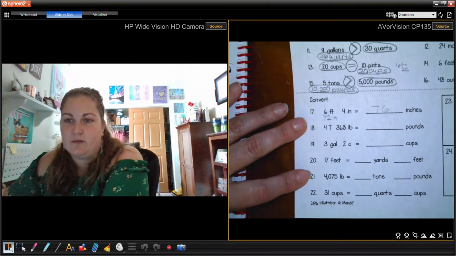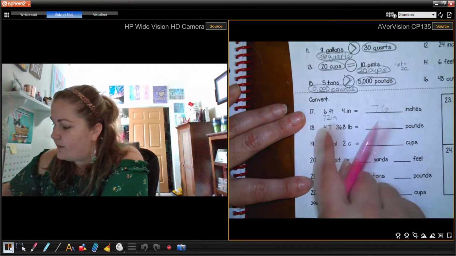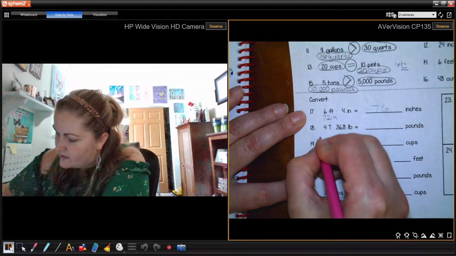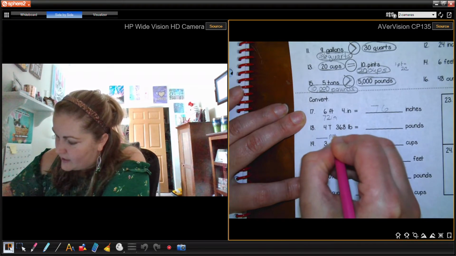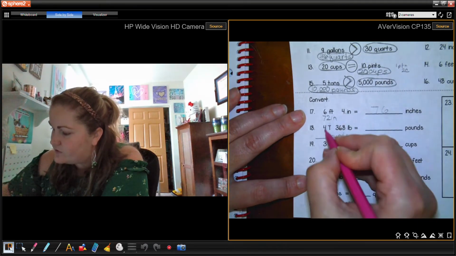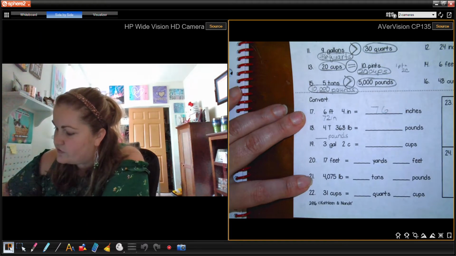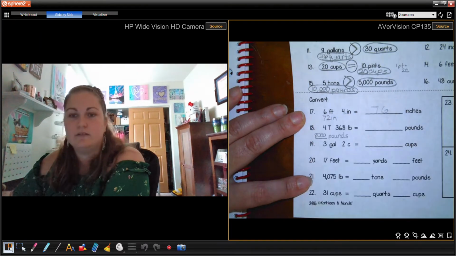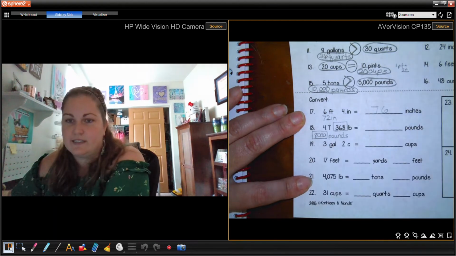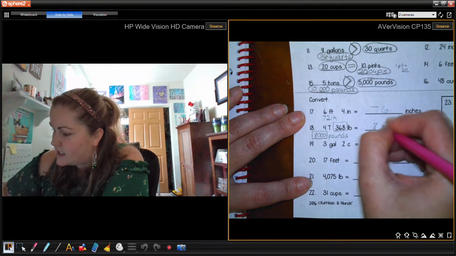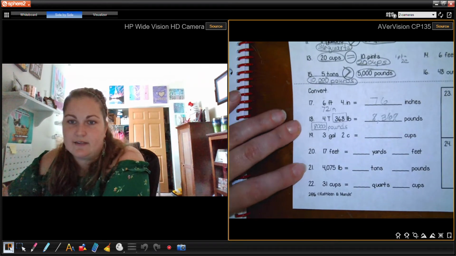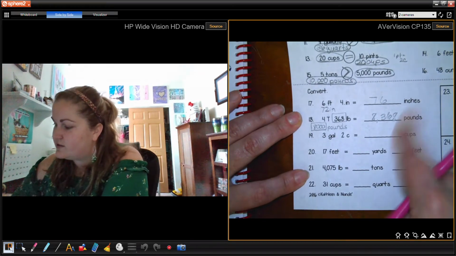Okay, sliding on down, I'm going to do the same thing, but instead of feet and inches, now I have tons and pounds, and I want it just in pounds. So that means I would have to think my 4 tons is how many pounds? Well, every ton is 2,000, so 2,000 times 4 is 8,000. And I can add my 8,000 with my 368. So that would be 8,368 pounds.